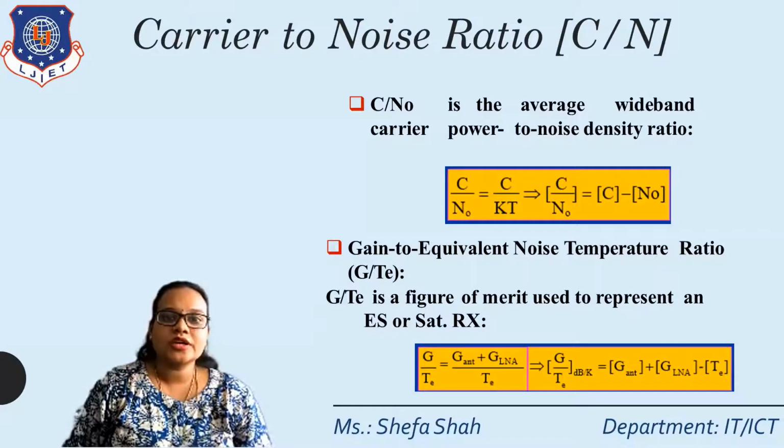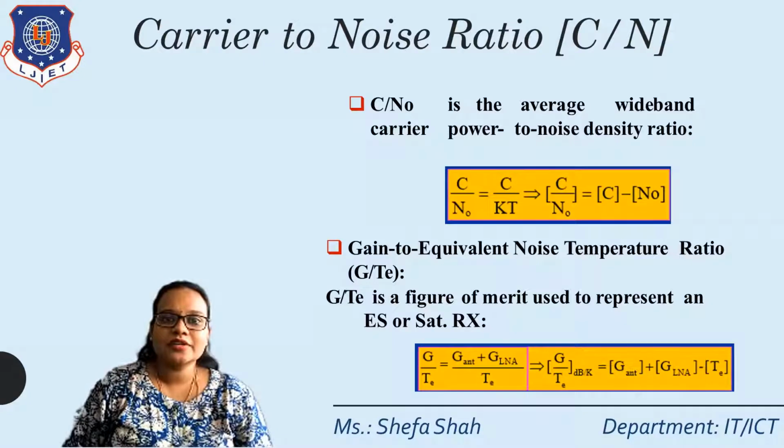Similarly, when we take into account N0, that is the noise spectral density, that is nothing but noise power divided by bandwidth. So that is equal to C by N0, which is C by KT. So when we describe this in decibels, C in decibel, that is in square bracket, minus K minus T, right? So that is C minus N0, right?